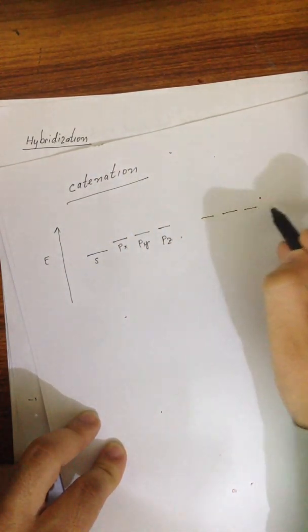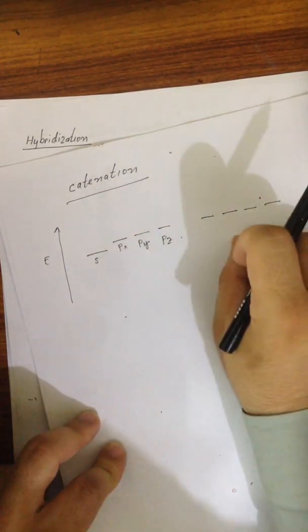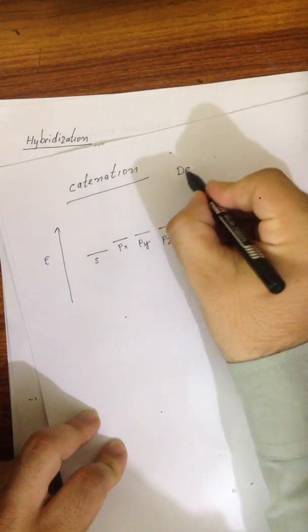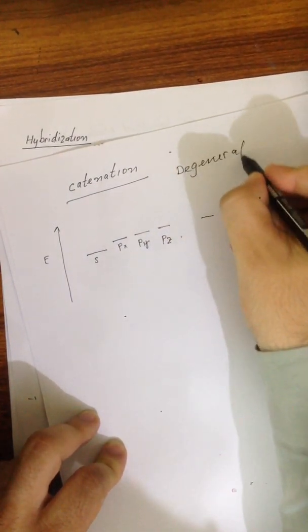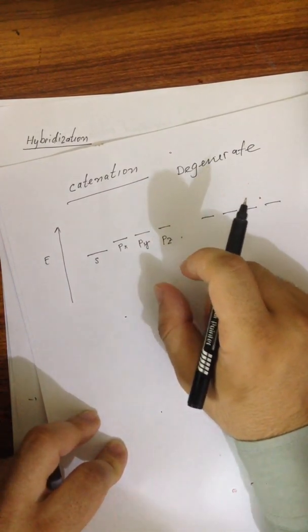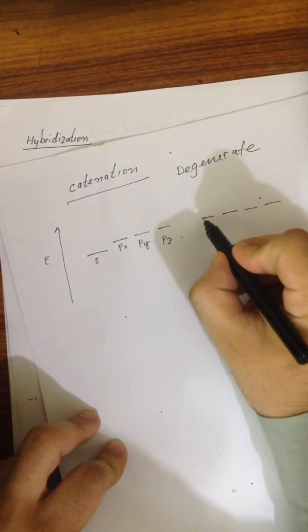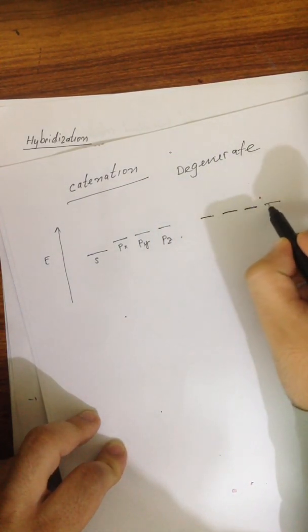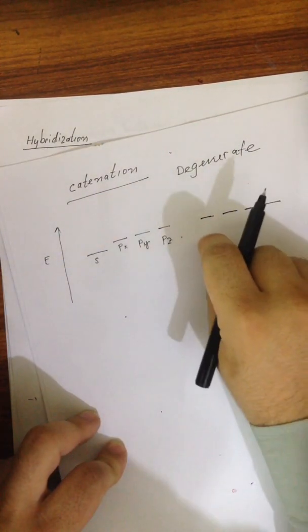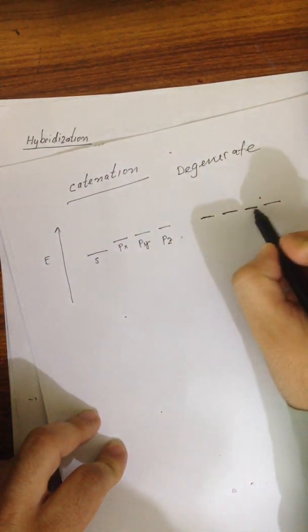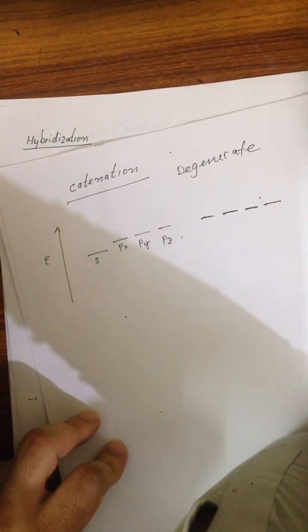Four different orbitals. These orbitals have the same shape, the same geometry, the same energy. They are degenerate. Degenerate means orbitals that have the same energy. All these orbitals have the same energy on this energy curve. You can see they lie on the same position. This is how hybridization occurs.